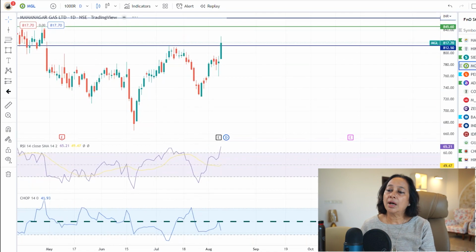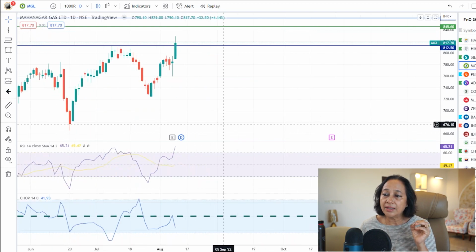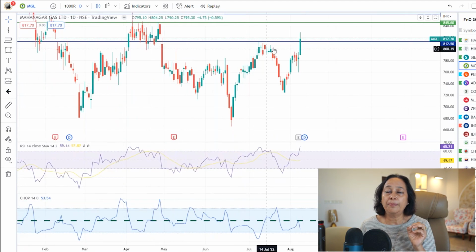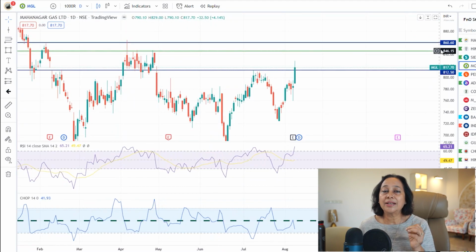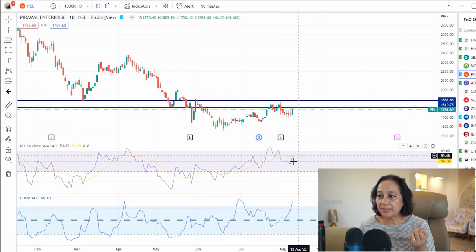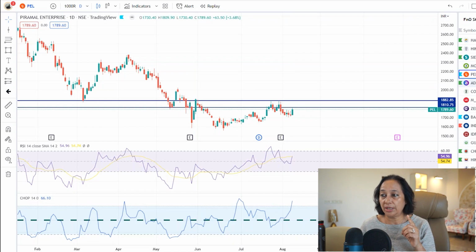I'm looking for a stock which is giving it to you right now. The first stock that I could find, where the RSI is going above 60 and choppiness is below 50, is MGL. And it's closing above the past resistance. So watch how this stock behaves in the next few days. Then let's have a look at PEL. RSI has not gone above 60, and choppiness has also not gone below 50. So this is not our trade. So one stock that we have got so far is MGL.